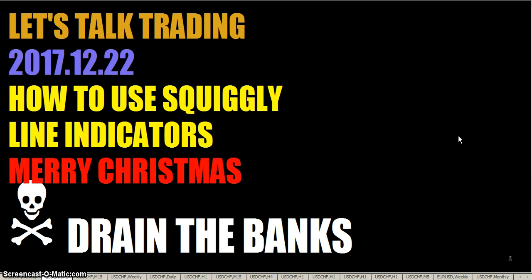And this is how to use squiggly line indicators. Now, those of you who know me know I like to poke fun at those who believe in the squiggly line indicators. But I used to use them, and so I thought, in the spirit of helping out fellow traders, I will show you how to use squiggly line indicators. And I guess maybe a squiggly line indicator might get harmed in the making of this video.